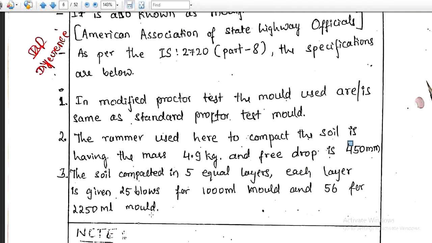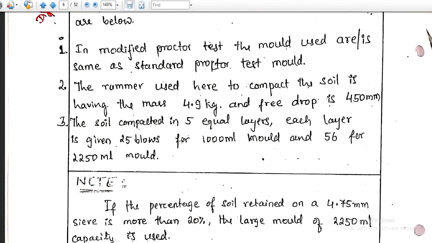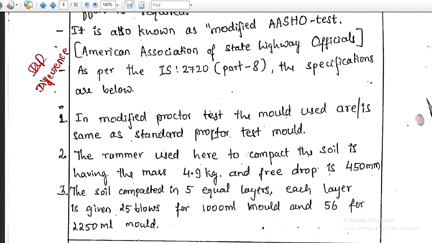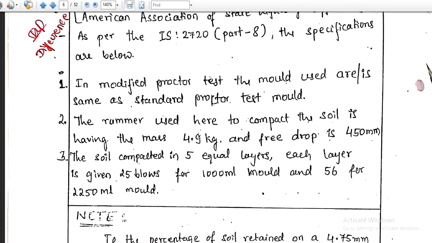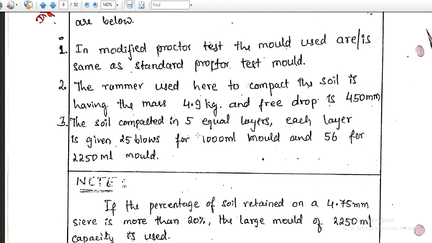Each layer is given 25 blows for the 1000 ml mold and 56 blows for the 2250 ml mold. The 1000 ml mold is used for fine grained soil, and the 2250 ml mold is used for coarse grained soil. In the standard Proctor test we went for 3 layers, but here we need to fill the soil in 5 layers in the mold. This is the only difference between the standard and modified Proctor tests. You can go through it, as in many exams, questions ask us to differentiate the standard Proctor test and the modified Proctor test.